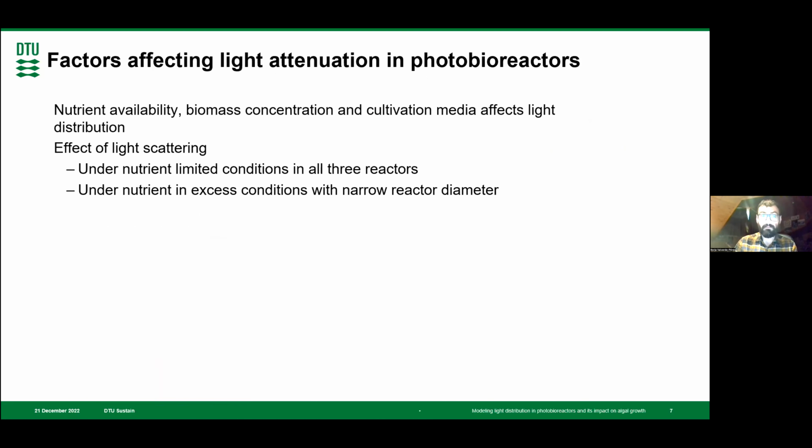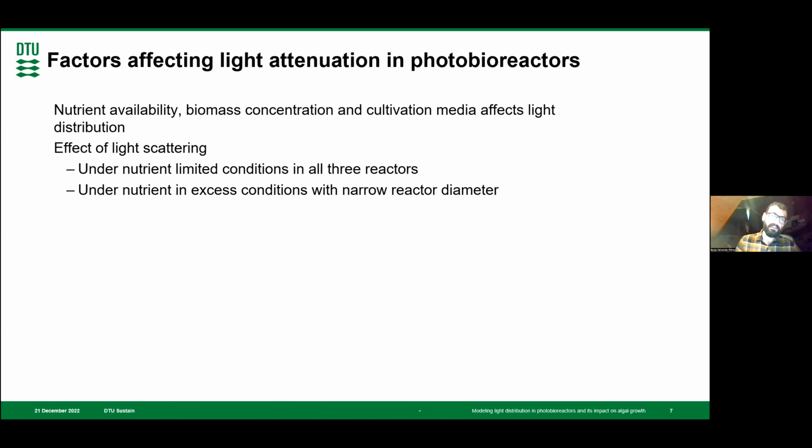What we found out is that in all cases, the nutrient availability, the biomass concentration, and the cultivation media we were using were playing major roles in how light was being distributed in the photobioreactors. We found that the scattering was actually quite important when we have algae in nutrient-limited conditions. This means that your algae in these conditions usually decrease the content of chlorophyll, which somehow enhances the scattering effect.